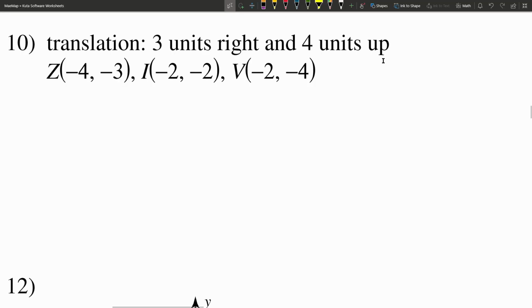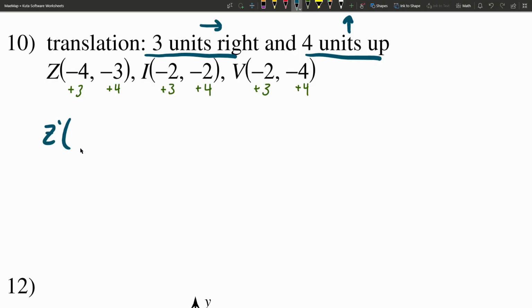For number 10, the last problem in this set of directions, we are moving 3 units to the right, so that's moving in the positive x direction, and 4 units up, moving in the positive y direction, so we're going to be adding 3 to x and adding 4 to y. I'll make a note of that. Let's go ahead and write out our coordinates.